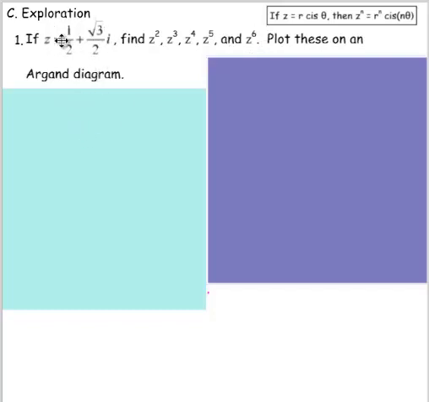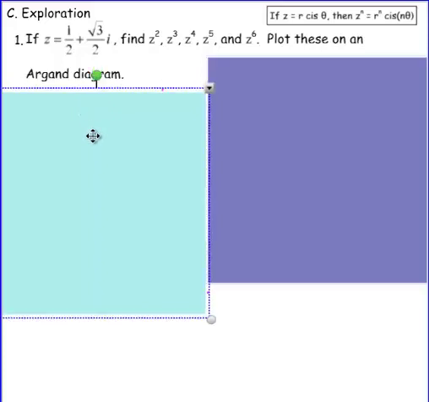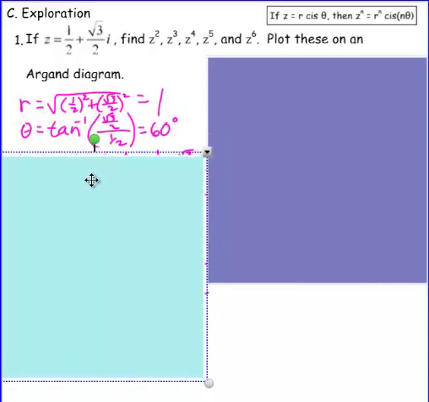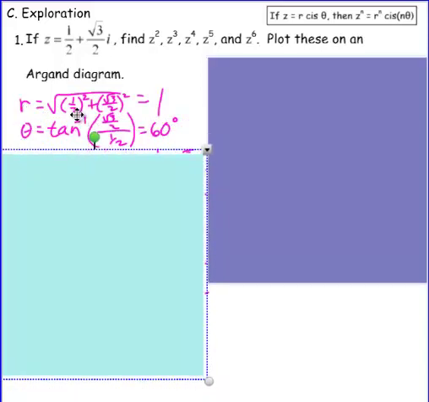So the first thing we need to do is convert this to our polar form. Up here in the upper right-hand corner, I have the reminder, what is de Moivre's and how we use it. So we first convert to polar form. So I calculate r. So it's x squared plus y squared, and then take the square root. So we end up getting a 1. And the theta would be inverse tangent of square root of 3 over 2 divided by 1/2. That's the y over x, which happens to be 60 degrees.